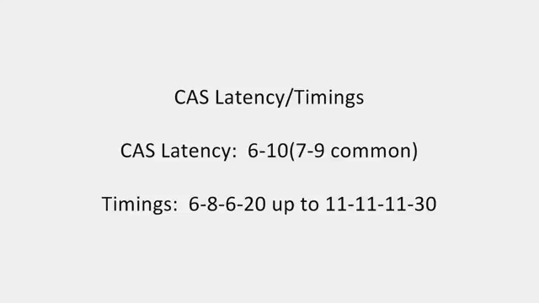These run anywhere from 6-8-6-20 all the way up to 11-11-11-30, depending on the voltage and frequency the memory runs at. When referring to timings on memory modules, the lower the number, the tighter the timing. The higher the number, the looser the timing.